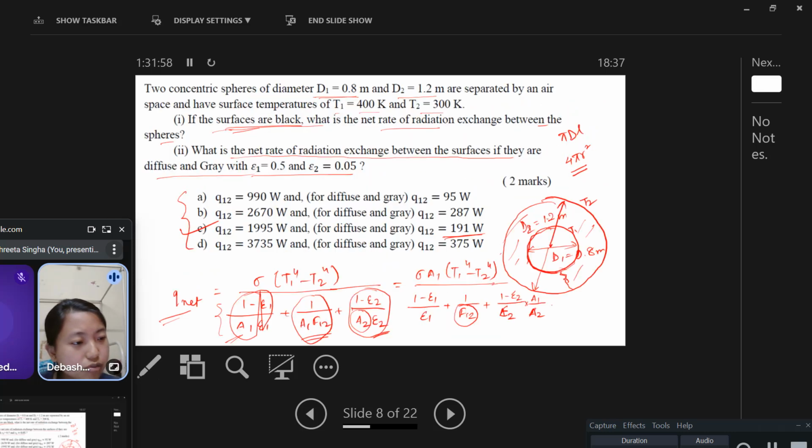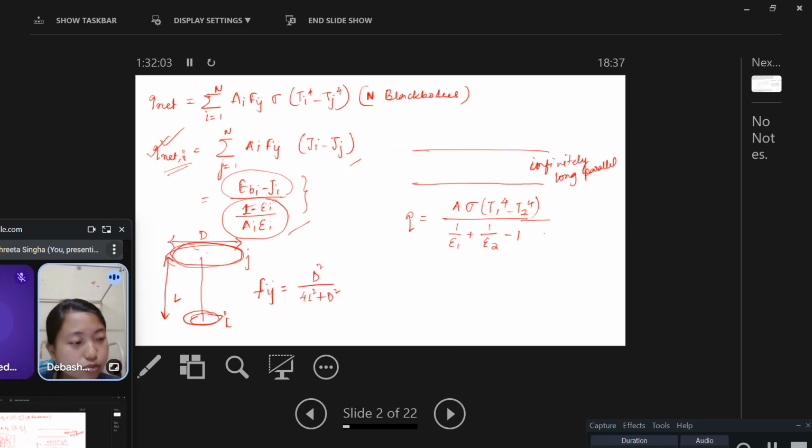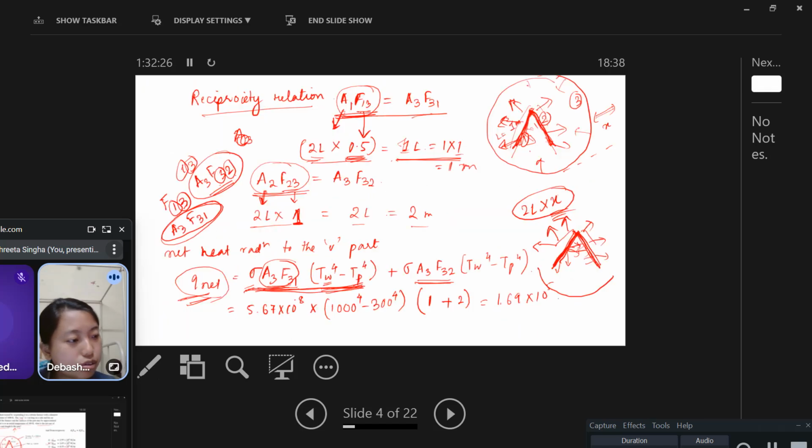So we have used this for a gray surface. For a gray surface, this equation is Q net. We have equated this Q net and this Q net, both of these, to find out what Ji is. Once you find Ji, you can find the Q net from here also.